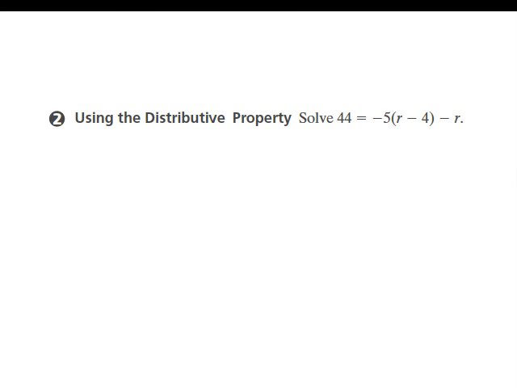In example number 2, we're going to have to use the distributive property. Solve 44 equals negative 5 times the quantity r minus 4, minus r. Because that r minus 4 is in parentheses and there's a negative 5 right in front of it, we have to use the distributive property. We have to distribute the negative 5 to the r and to that negative 4.